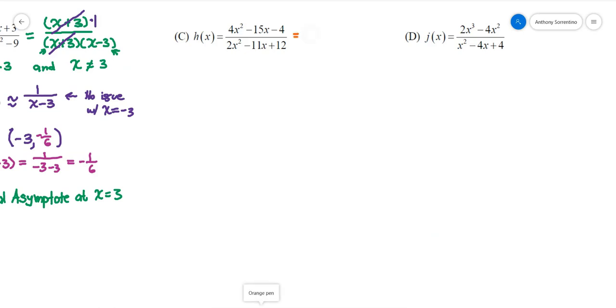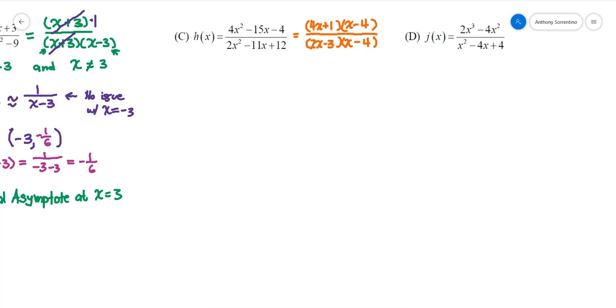As before, for me to find domain restrictions, it's usually a good idea to factor the top and bottom. Now these are going to be factorable. You may want to go and use the AC method. I'm not going to show the entire AC method here for the sake of time. But the top would factor into 4x plus 1 and x minus 4. Down here, the bottom would factor into 2x minus 3 and x minus 4.